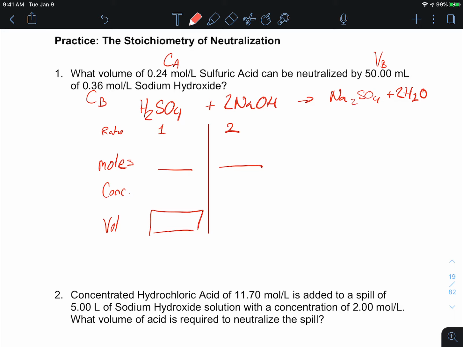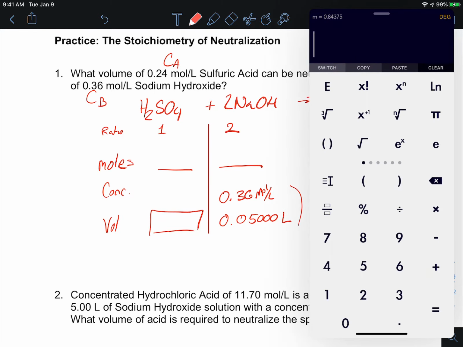Put things in volume in liters. So I have 0.05000 liters of base. I have 0.36 moles per liter of the base, and I can use these two to determine the number of moles by multiplying, because CB times VB is going to be equal to NB, my number of moles of base. So let's do that calculation real quick.